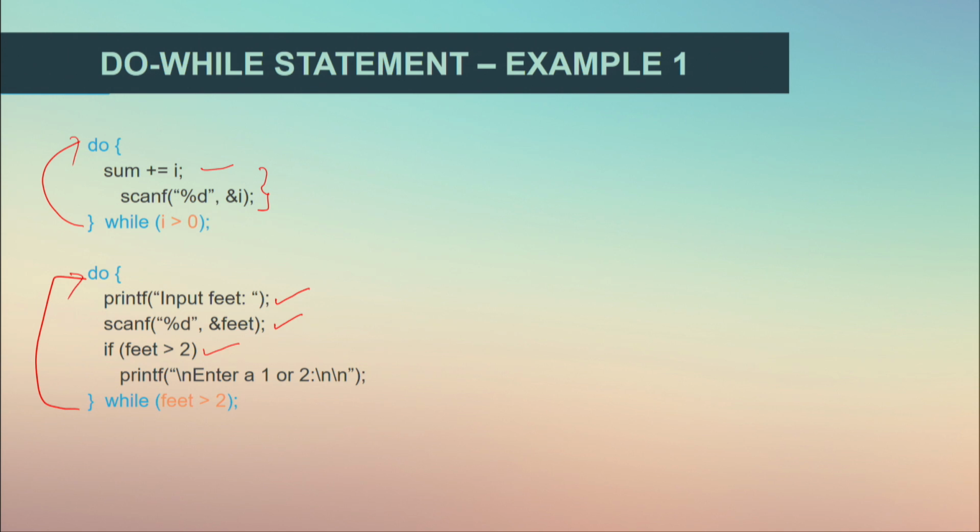If the feet value is greater than 2, we are asking the user to enter 1 or 2. The loop will be continued only when the feet value is greater than 2. But see to that, for the first time the do while loop will not be bothering about the control variable's value or the condition. Irrespective of the condition, for the first time the complete body of the loop will be executed.